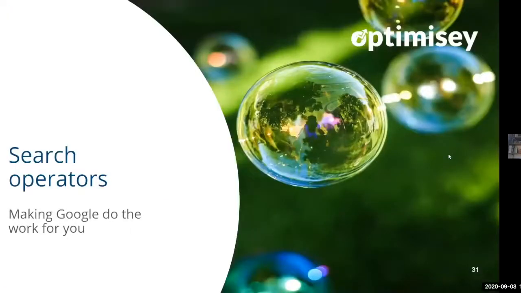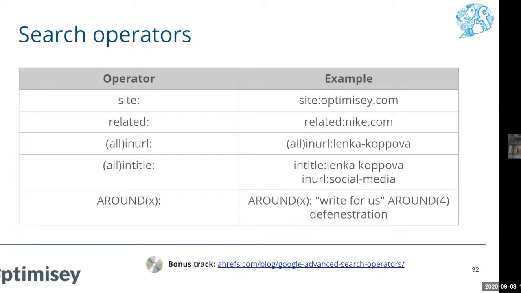Some last little tips, how to use Google. Use Google to see what the results look like. There are some really cool things you can do within Google search to help you do this even better. Some site search operators. So you can put in site:optimisey.com, and Google will bring you back results just from that website. Or you can do related colon, so related to Nike.com or your website, whatever it is.